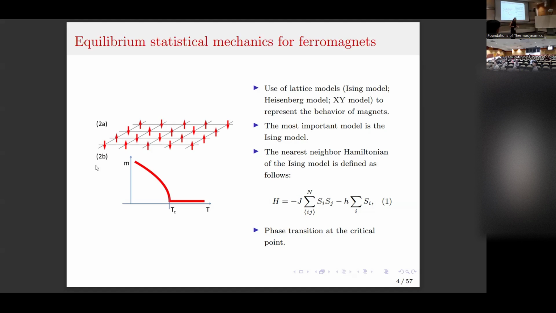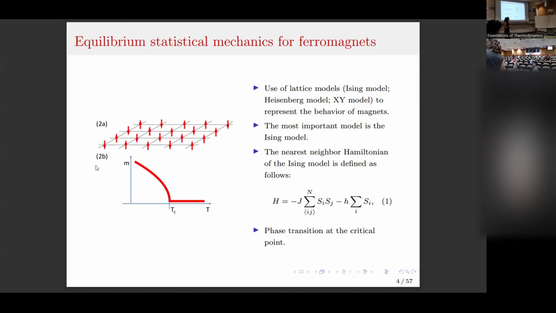There are other idealized models that are used to understand the behavior of ferromagnets, like the Heisenberg model, the XY model, etc. The Potts model as well. But now this was 1925 and beyond.